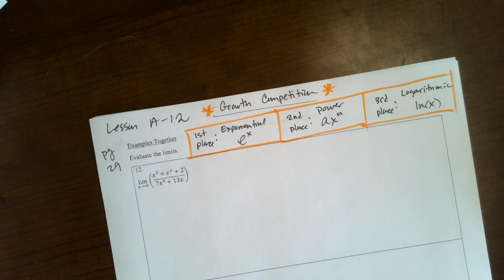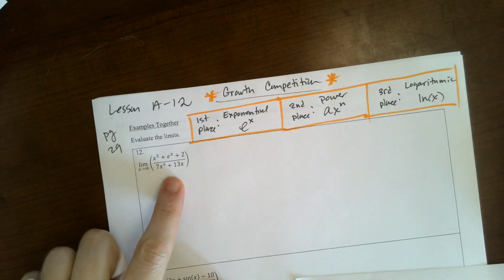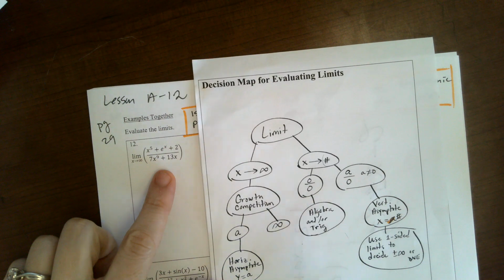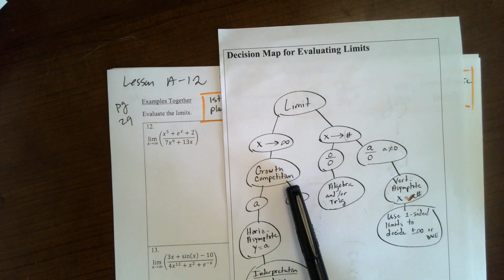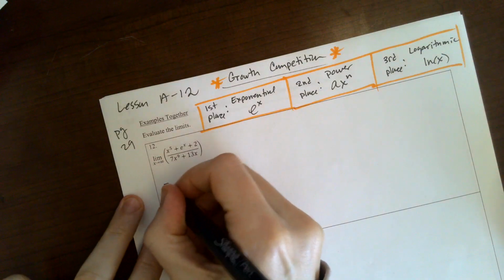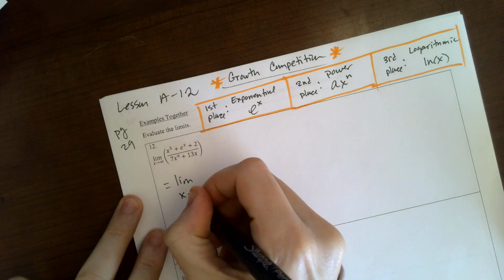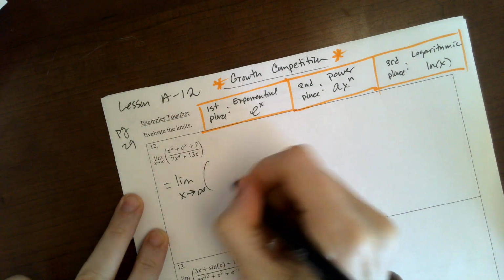So we've got the limit as x approaches infinity of this fraction here. So we're doing a limit. X is approaching infinity, so we're going to use growth competition. So I'm going to show you that right now. So you go equals limit as x approaches infinity, okay?